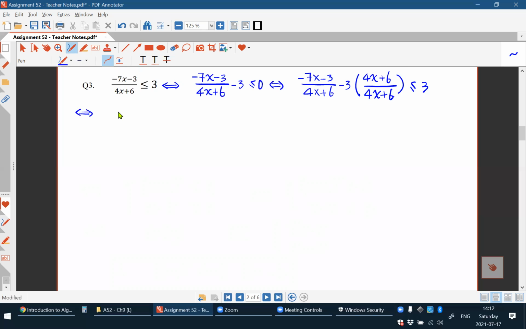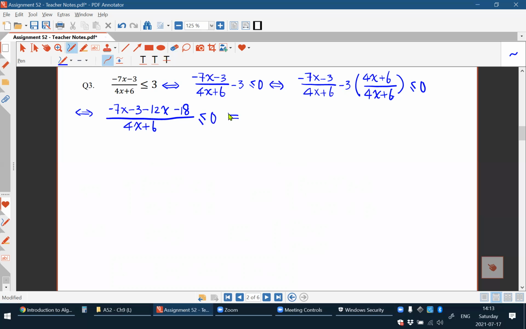And this is equivalent to expanding the numerator here, minus 12x, and minus 3 times 6 is minus 18, right? Over the common denominator, which is 4x plus 6. Sorry, this is 0, not 3.